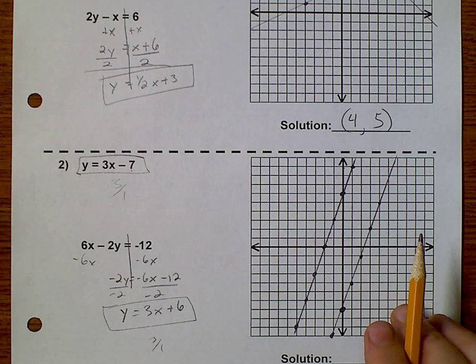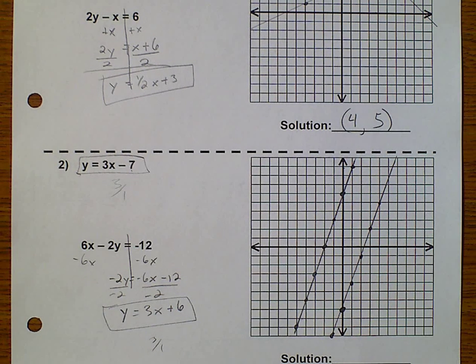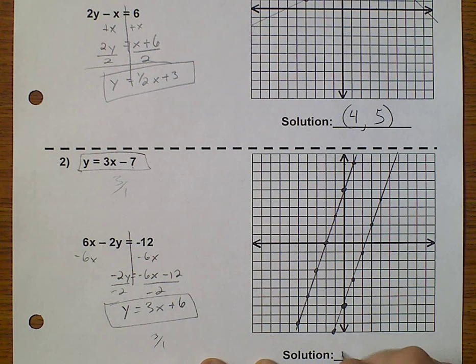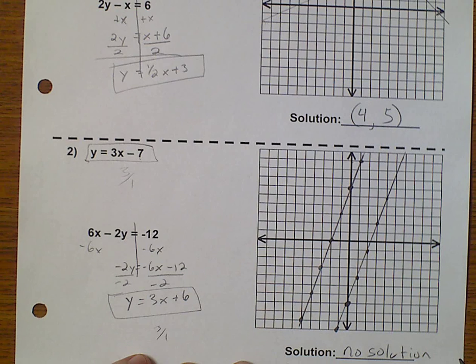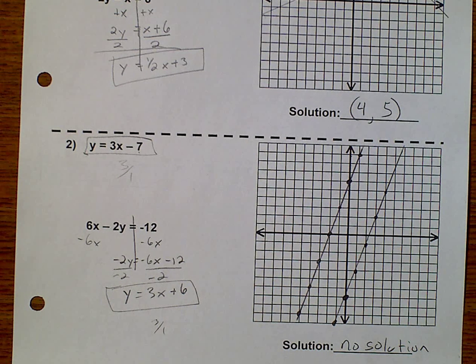And these lines are equally distant from each other. They're never going to cross, and so there is no solution. Now remember, if they're right on top of each other, then you'll have infinitely many solutions. However, this one is no solution because they are parallel.